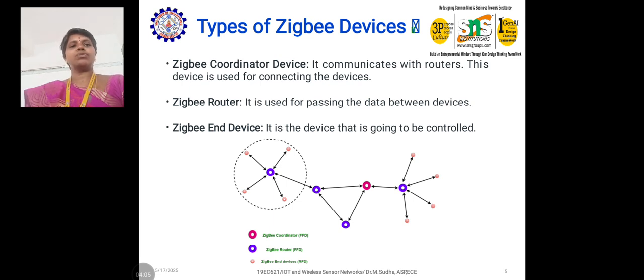Okay, what is the Zigbee coordinator device here? It communicates with routers. This device is used for connecting the devices. Yes, this is the main purpose of the Zigbee coordinator. The Zigbee router is used for passing the data between devices. That is the routing, the selection of path, and it will also transmit as well as receive the information, passing the messages, right? Zigbee end devices are the devices that are going to be controlled. That is called a Zigbee end device.